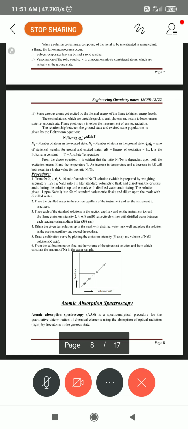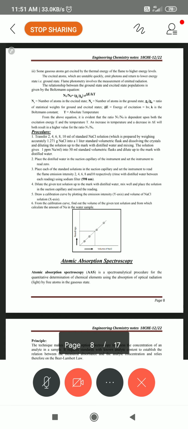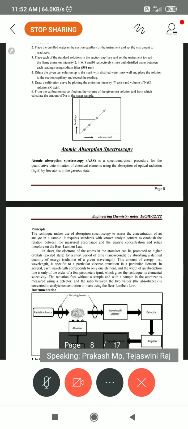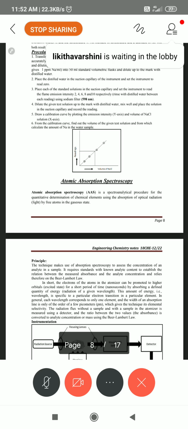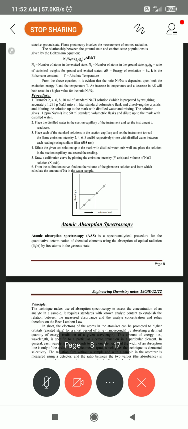Another name for flame photometry is flame atomic emission spectroscopy. What is emission? The rays are emitted when the excited state comes down to the normal or original state. The number of atoms excited determines the intensity coming out. It is detected by the photodetector and then recorded on the recorder, on the screen.